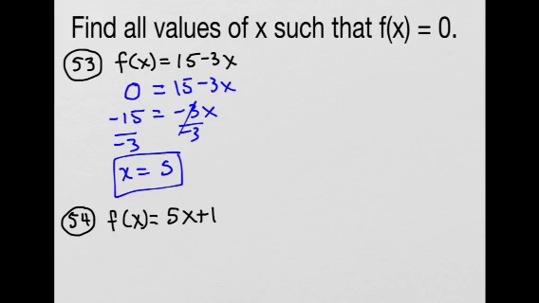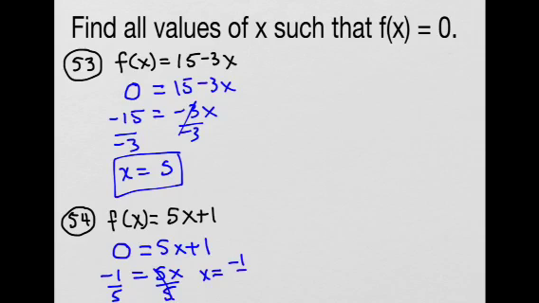For 54, same thing. We're going to set f of x equal to 0. So this is 0, and then we're going to solve for x. So we subtract 1 from both sides, and then after you do that, you divide both sides by 5, because you want to isolate the x. So we have x equals negative 1/5.